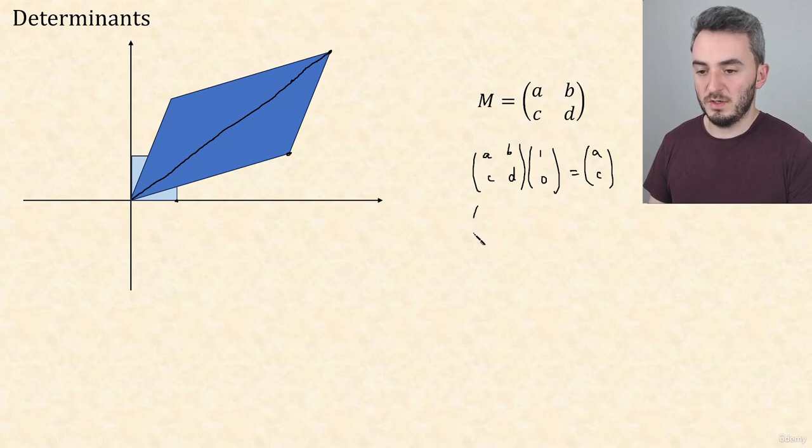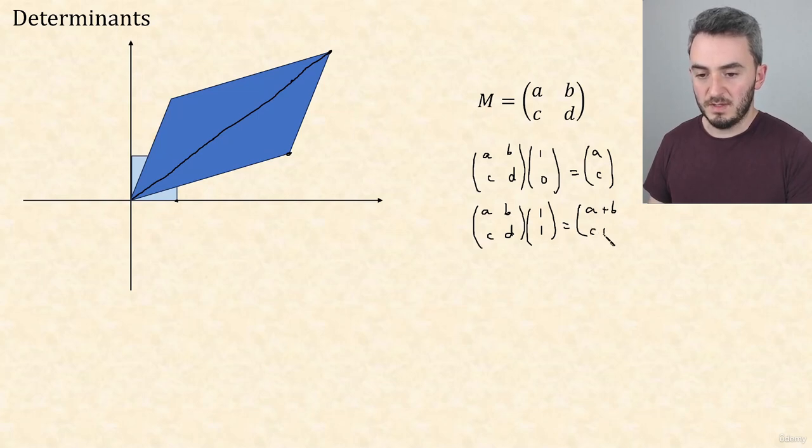The point up here was the point 1, 1. It's where 1, 1 got taken to. So ABCD, where does that take the point 1, 1? Well, it's A plus B, and it's C plus D. So this is the point with coordinates A plus B and C plus D. That one I can squeeze in.